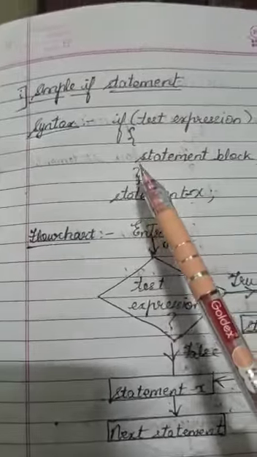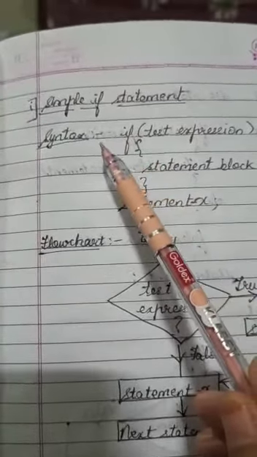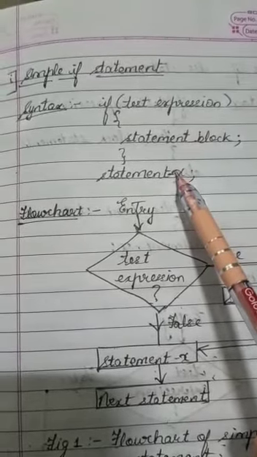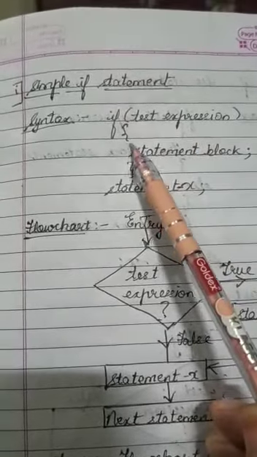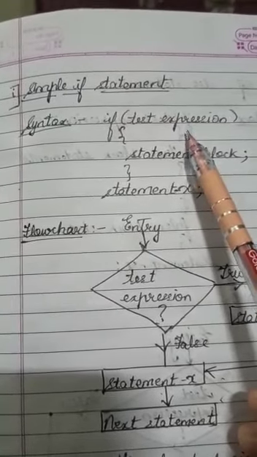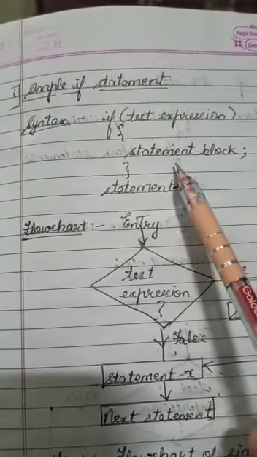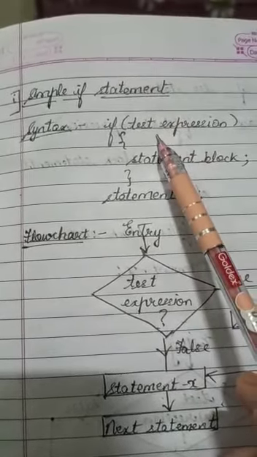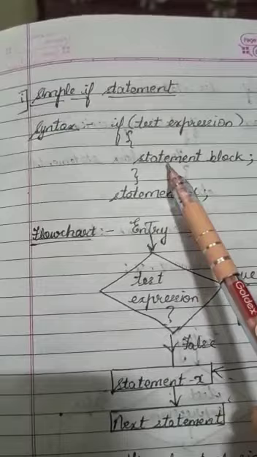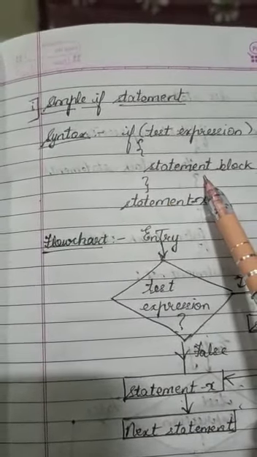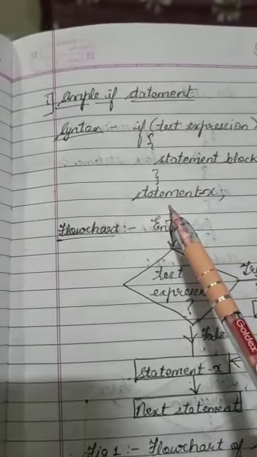Now let's start with the first kind, that is the simple if statement. The syntax for simple if is as shown over here. If the test expression is true, then the statement block will be executed. If this test expression is false, then the complete statement block will be ignored and the control will jump to the statement X.